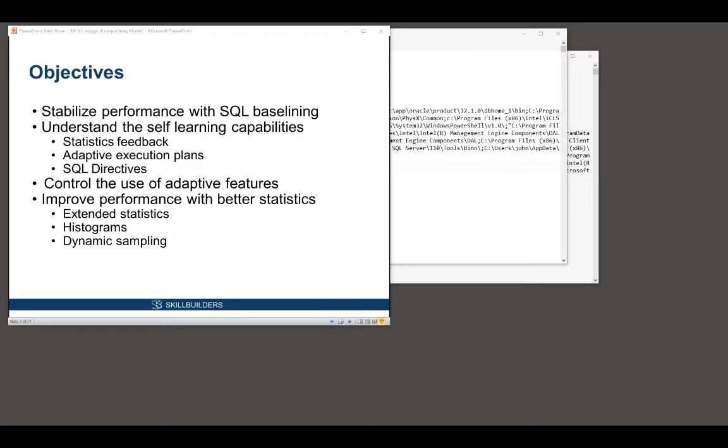Then we move on to what I call the self-learning capabilities that were introduced in Release 12. Some of these are enhancements of capabilities that came in Release 11. Some things are brand new. Most of these self-learning capabilities, what we call the adaptive features, should be good. However, in a significant minority of cases, they cause problems.